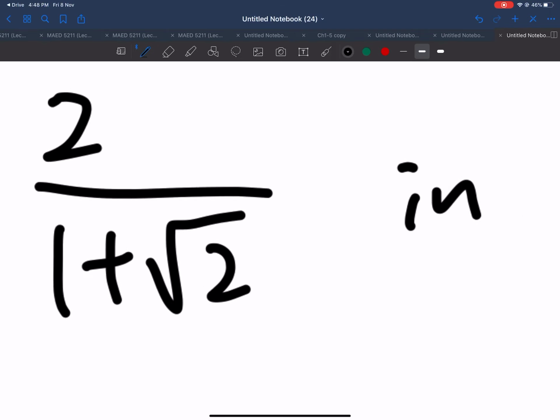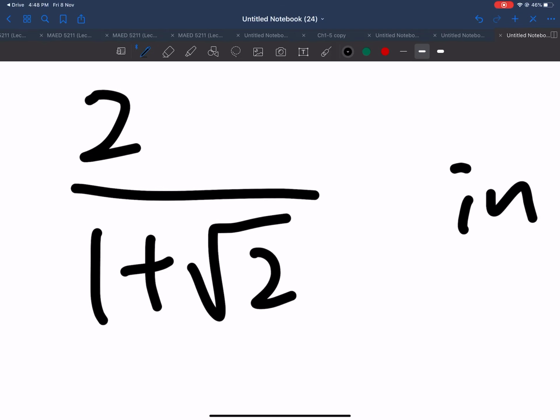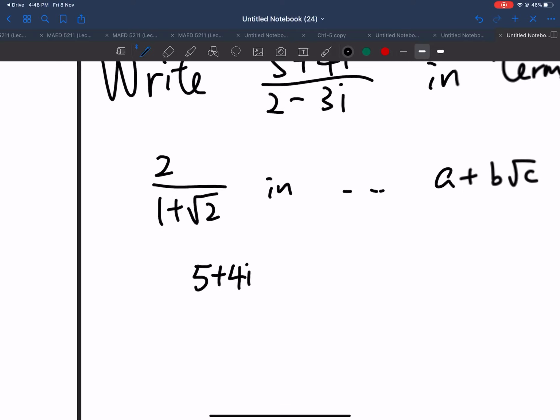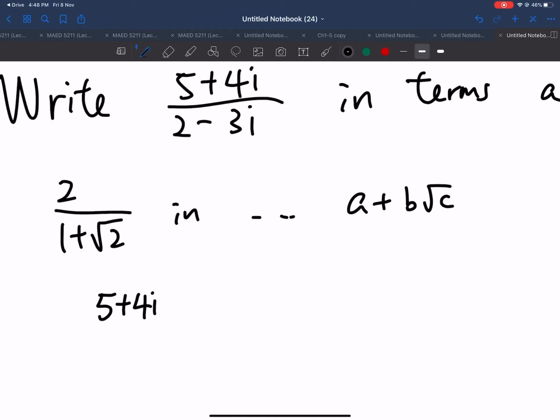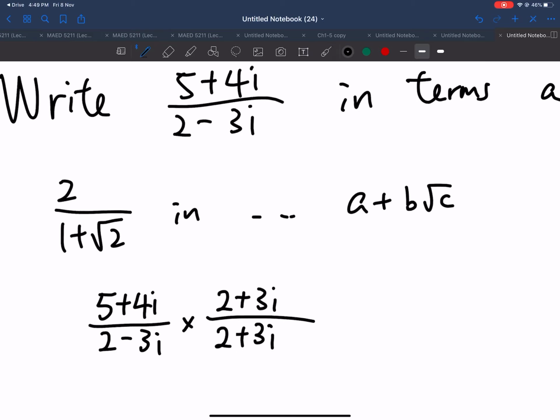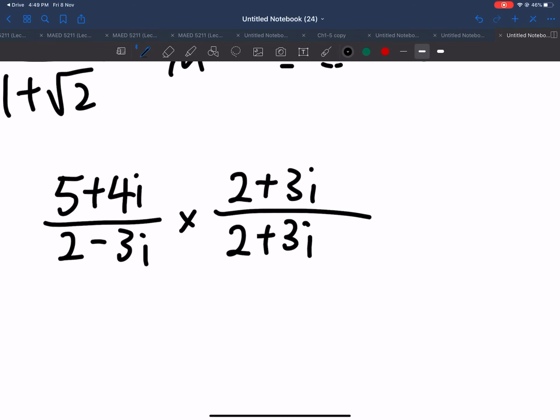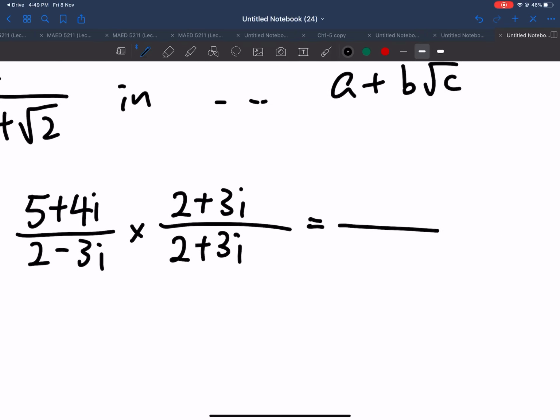You still remember how to do it? We call it rationalize. So this one times 1 minus, so 1 negative square root 2. So here, in this case, we multiply by 2 plus 3i, the complex conjugate of this one. And then you do the multiplication by yourself. Try by yourself, okay?